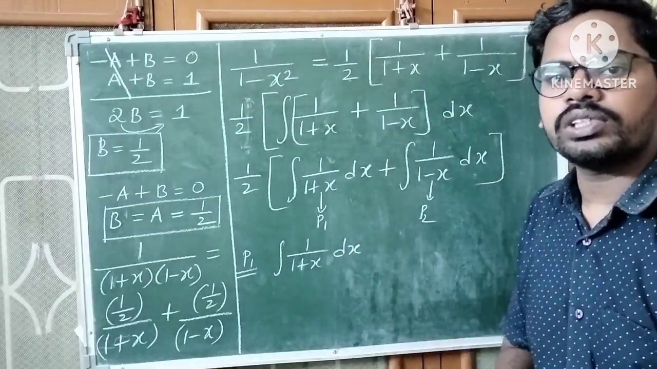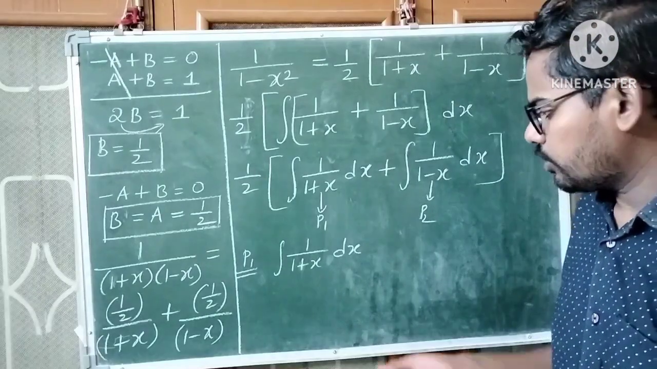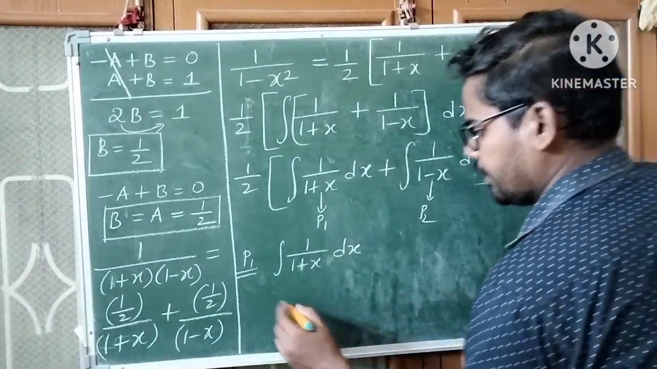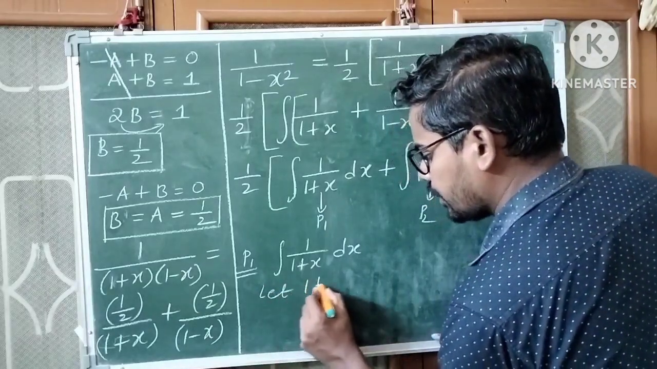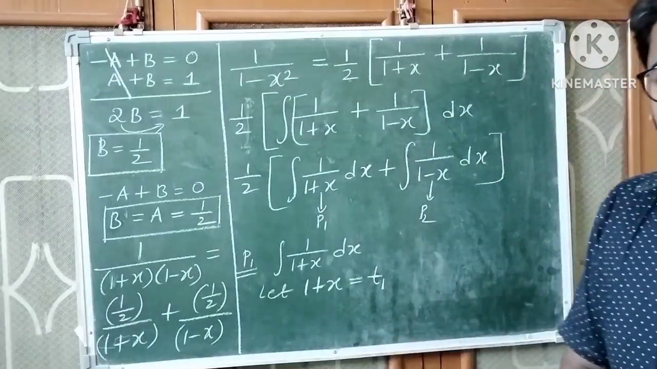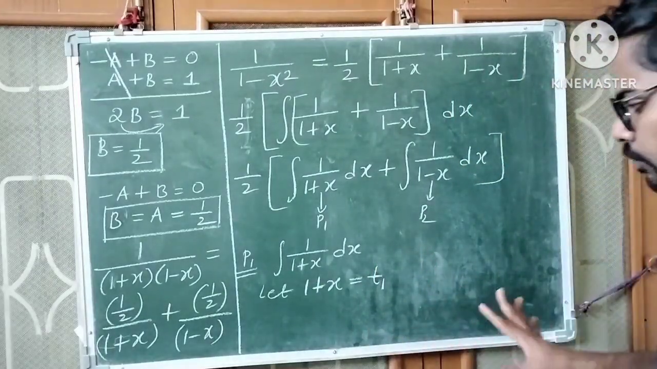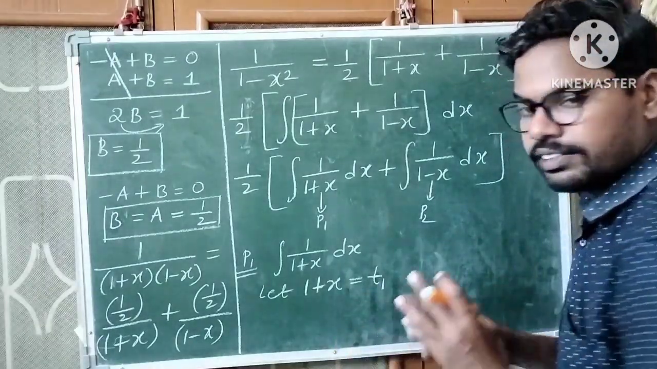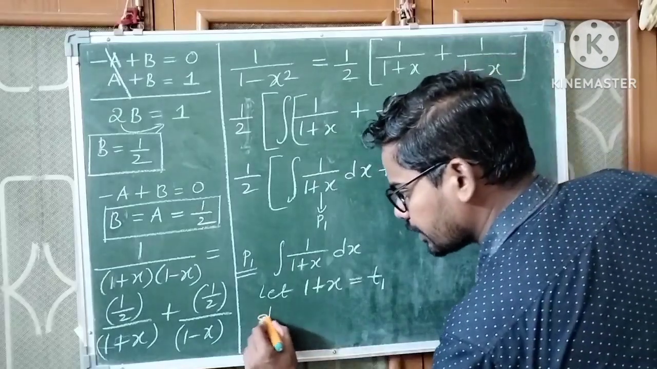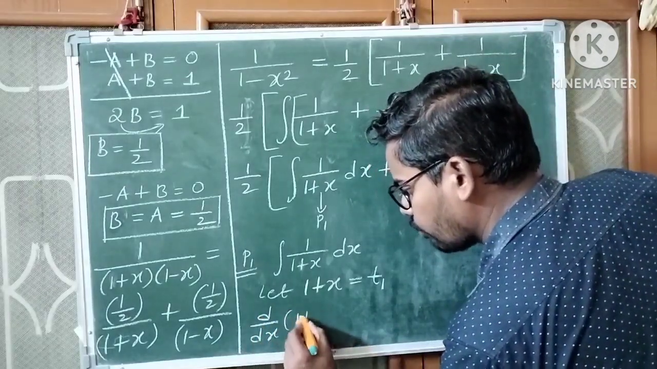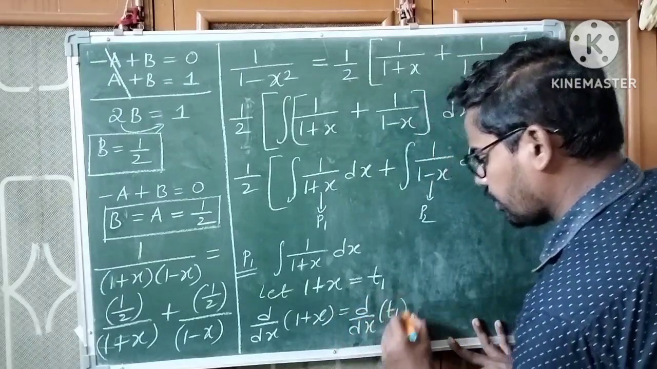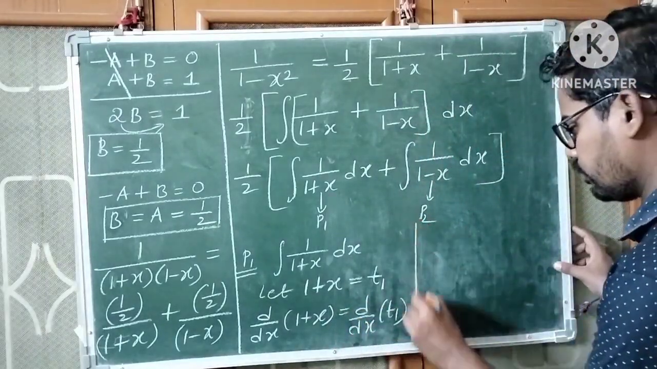So here I am going to use the substitution method, because the substitution method is very simple. Here the denominator is 1 plus x. Let 1 plus x is equal to some variable t1. Now apply derivative on both sides with respect to x. See, d by dx of 1 plus x is equal to d by dx of t1.